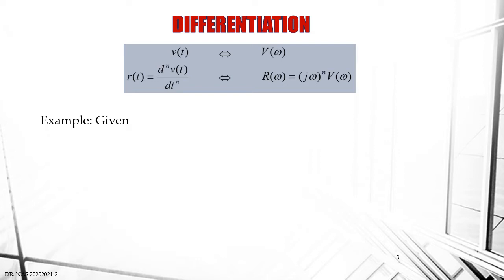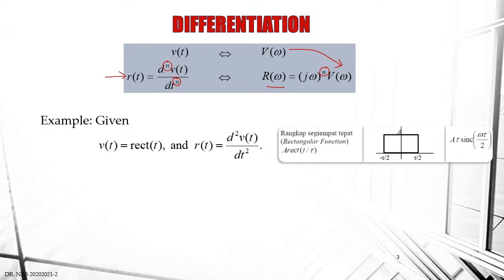So differentiation, as usual, if you have v(t), the equation in the frequency domain is V(ω). And if you have a derivative equation with the order number of n, the Fourier transform of r(t) is R(ω) equal to (jω) to the power of the order number times V(ω). So V(ω) is from the basic equation. Given an example, v(t) equal to rect(t) and r(t) is given as the second order derivative. So refer to the table for v(t).